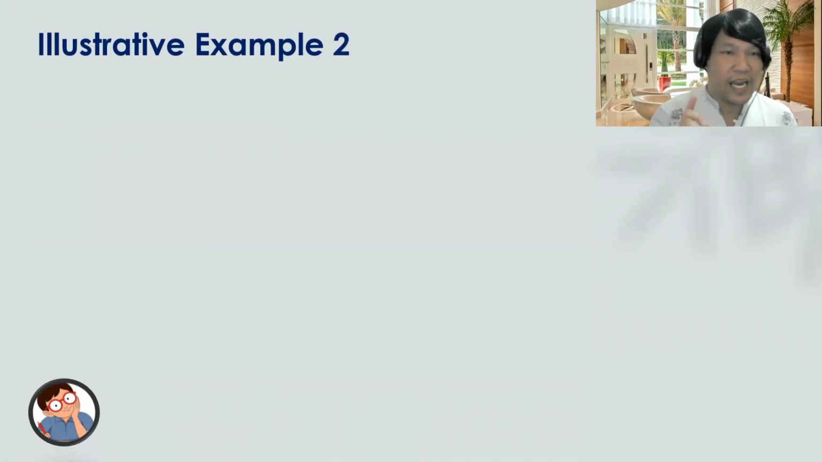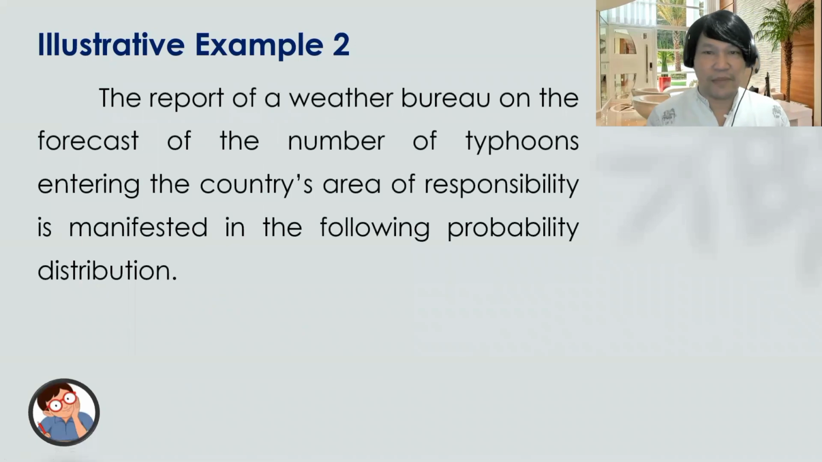Now let us proceed with another illustrative example. We go with illustrative example number 2. In this case, let me read the problem or the situation. We do have the report of a weather bureau on the forecast of the number of typhoons entering the country's area of responsibility, manifested in the following probability distribution.